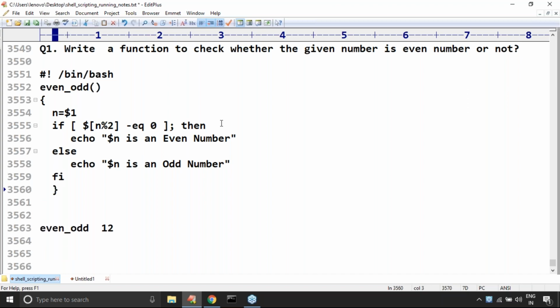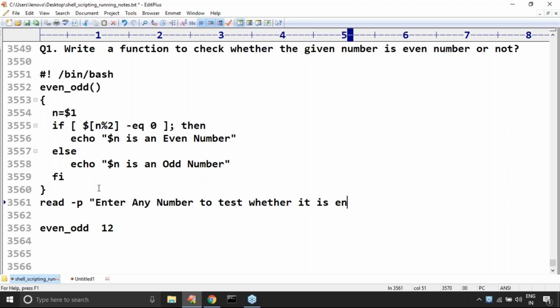Now I don't want to hard code this value. Read this value from the keyboard: read -p "Enter any number to test whether it is even or odd" n. Now call even_odd $n.